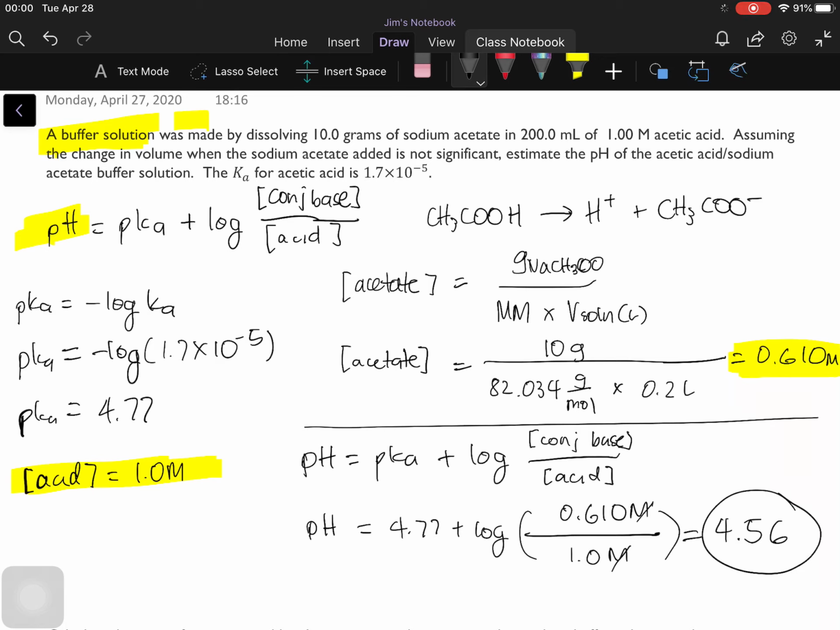Okay, so this pH of the solution is 4.56. So that's how you solve for the pH of a buffer solution. So very easy. Okay, so we'll try the next problem.